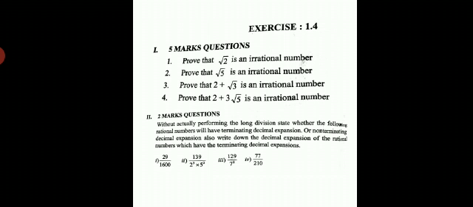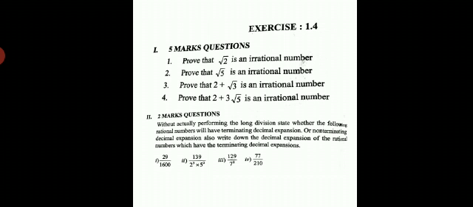So, this is exercise 1.4. They will ask such questions for 5 marks. Prove that root 2 is an irrational number. Root 5 is an irrational number. In the same way, just change the number and write the related data. Prove that 2 plus root 3 is an irrational number. Prove that 2 plus 3 into root 5 is an irrational number. You have to follow the steps in a similar way.